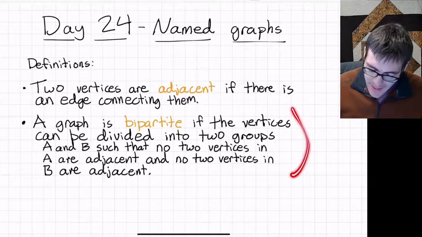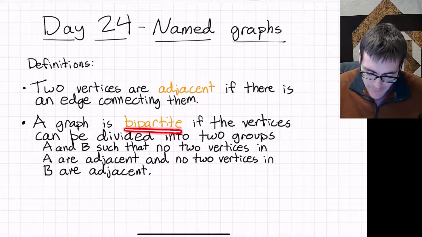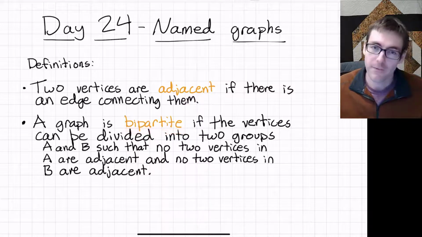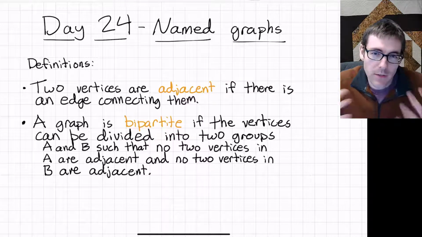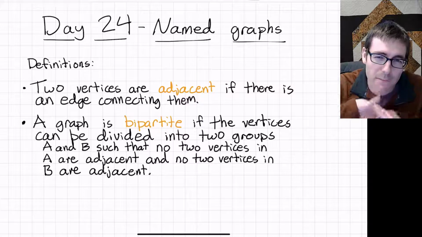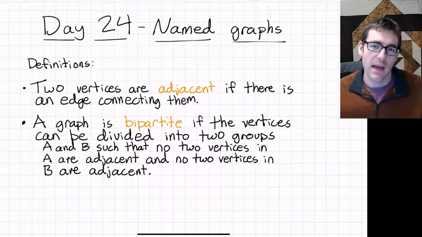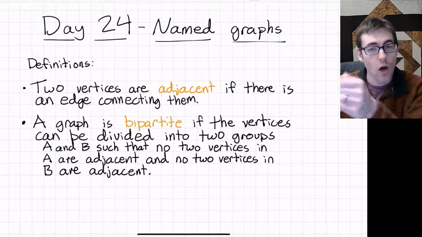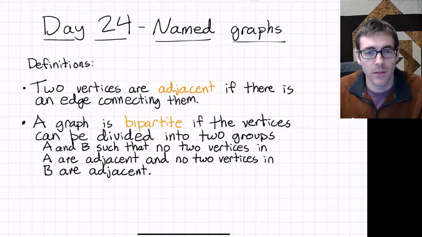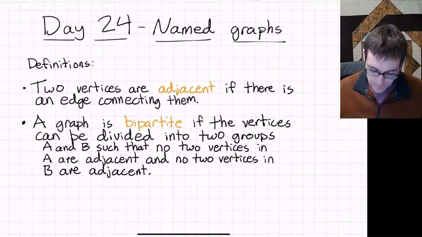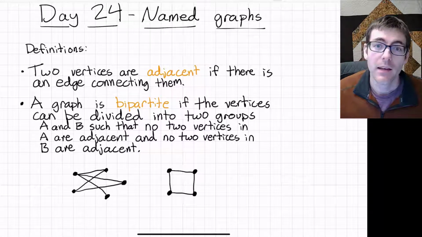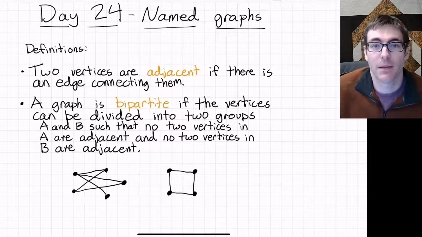And then our second definition here is that a graph is bipartite if it has this property. This property is that it's possible to divide the vertices up into two separate groups, and in each group, no two vertices are adjacent. So let's take a look at what that looks like. Here are two graphs, each of which happens to be bipartite.